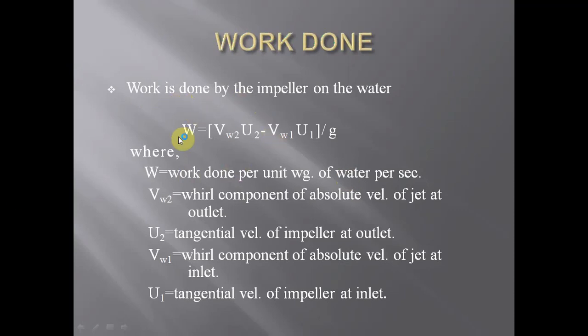Work done by the impeller on the water is W equal to (Vw2 × U2 − Vw1 × U1) divided by g, where W is the work done per unit weight of water per second. Vw2 is the whirl component of the absolute velocity of the jet at outlet. U2 is the tangential velocity of the impeller at outlet. Vw1 is the whirl component of the absolute velocity of the jet at inlet. U1 is the tangential velocity of the impeller at inlet.